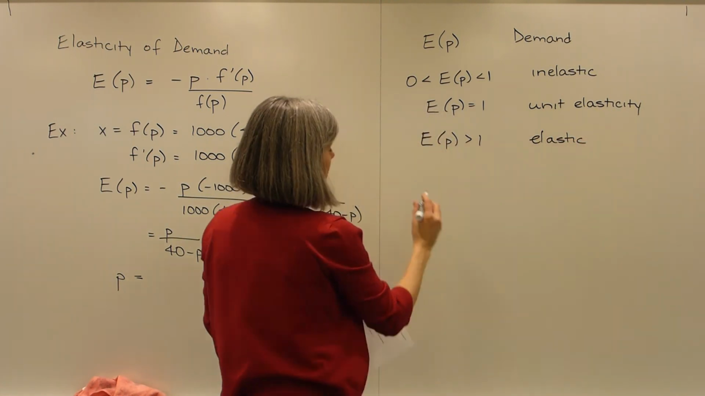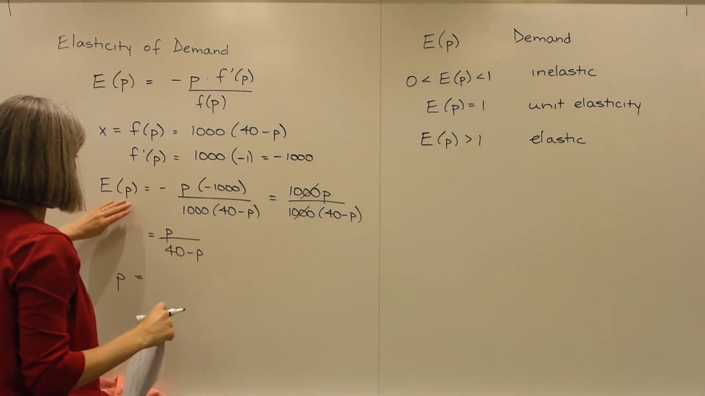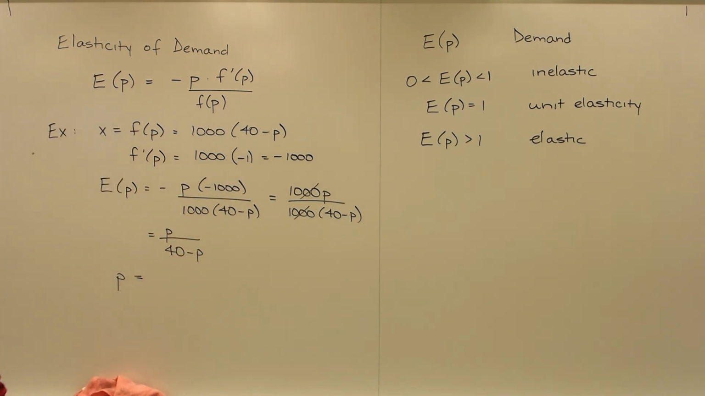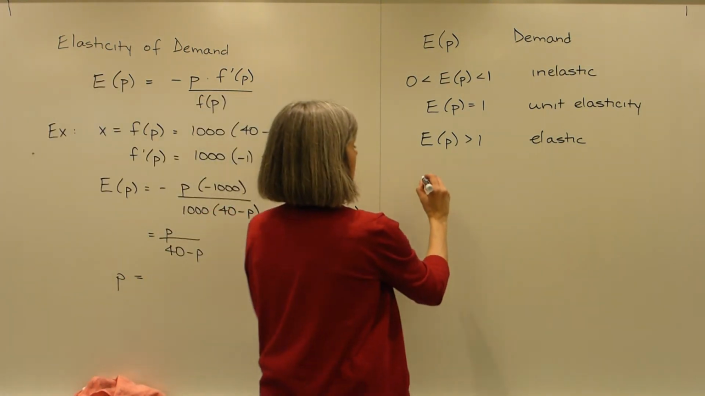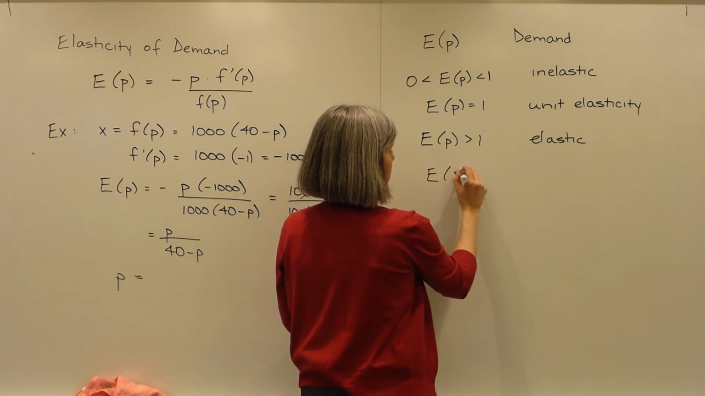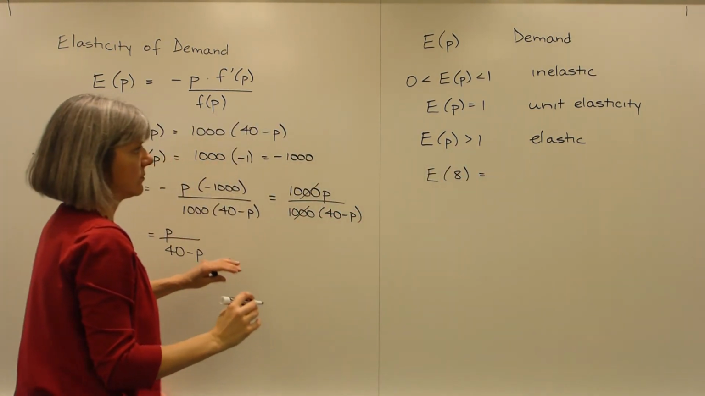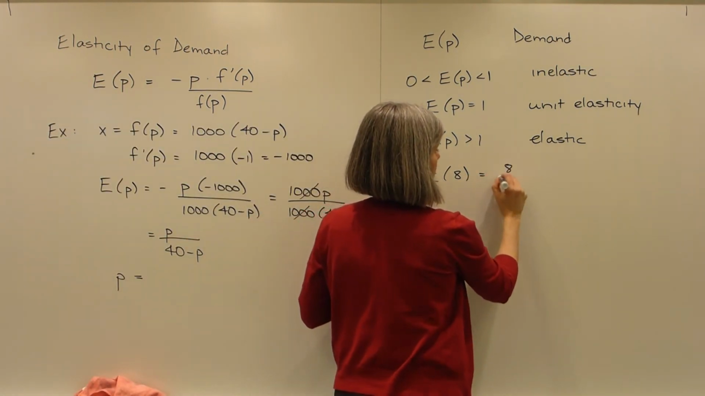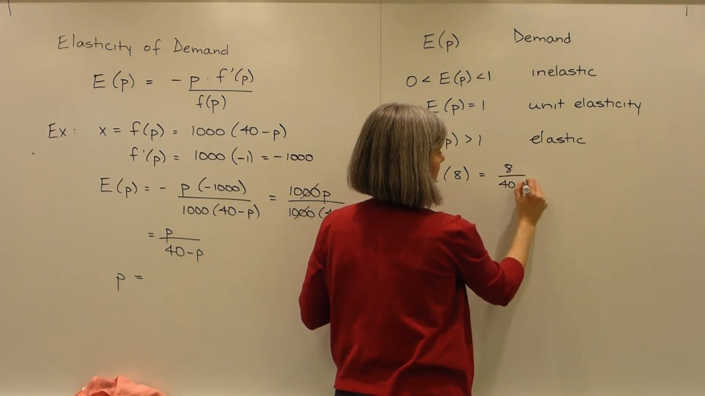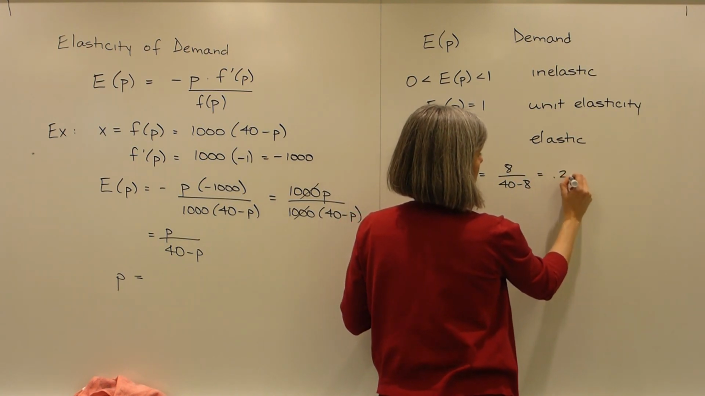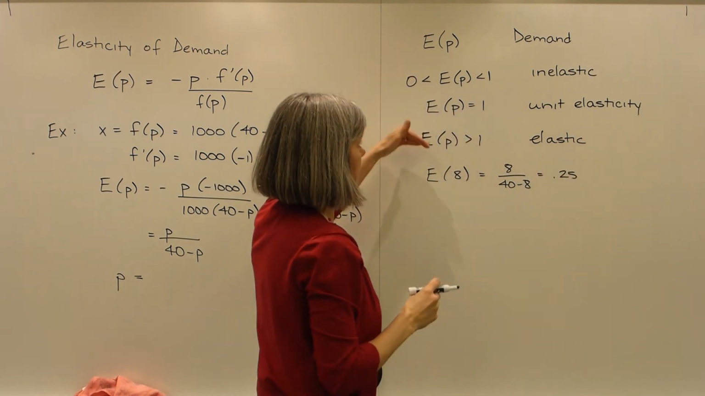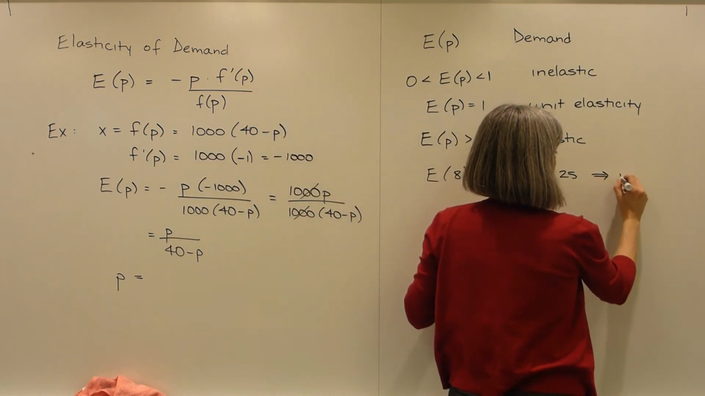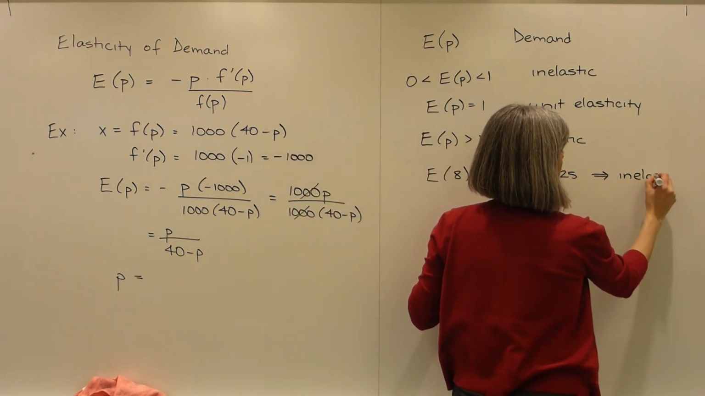Okay, so let's find some values here. We're going to do 8, 30, and 20. So E of 8. Just plug in 8. So 8 divided by 40 minus 8, 8 over 32, 0.25. So where in the table does this fall? Right here between 0 and 1. So this one we would say that the demand is inelastic.